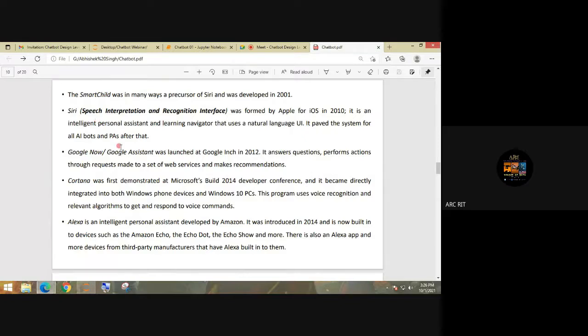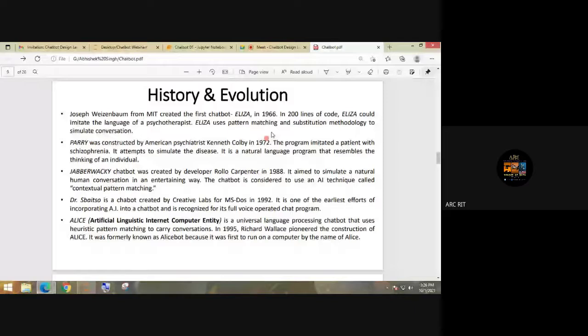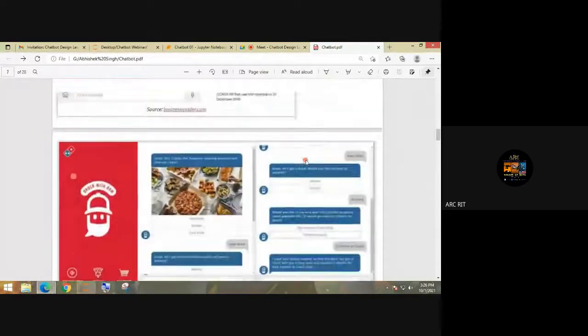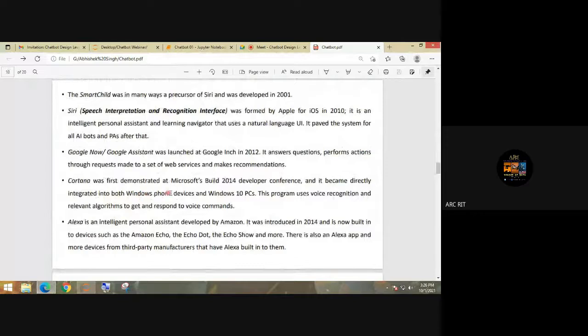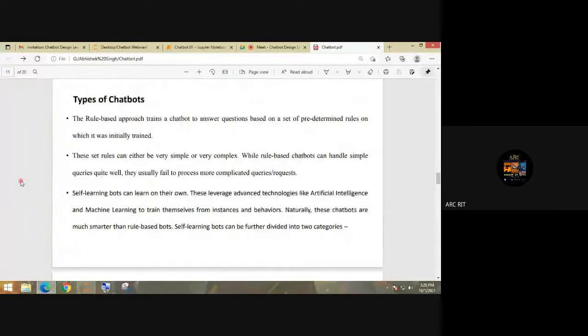Okay, so in level one, we are going to see chatbots like these. In future, when you become familiar with these things, you will also become familiar with the virtual assistant part, which I consider level three. Talking about types of chatbots, there are basically two types. One is rule-based, with rules, some protocols. The rule-based approach trains a chatbot to answer questions based on a set of predetermined rules on which it was initially trained.